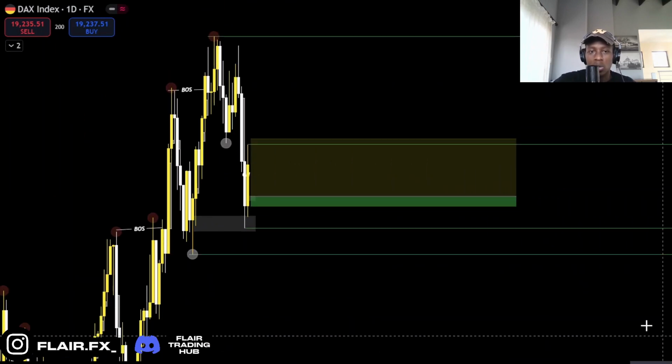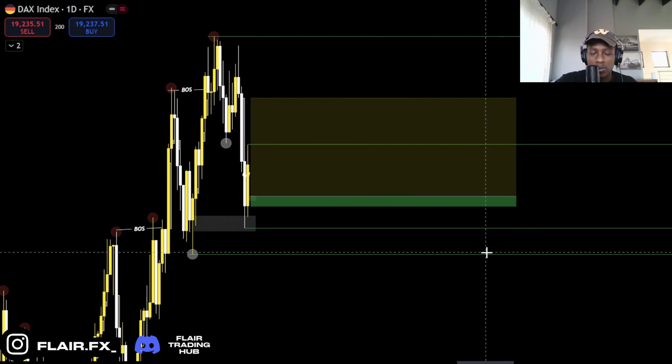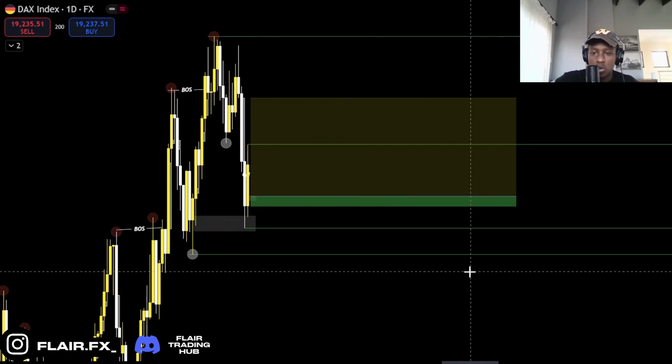You can hold it. Look, there's still so much fair value gap that needs to be filled out. So we'll see how that moves. But now let's move over to gold.